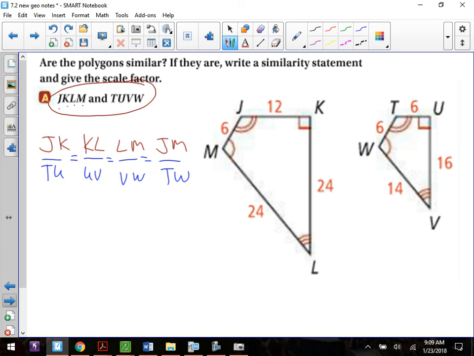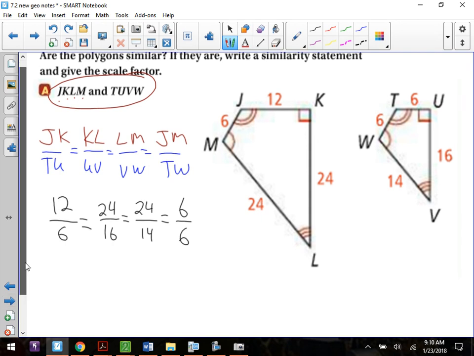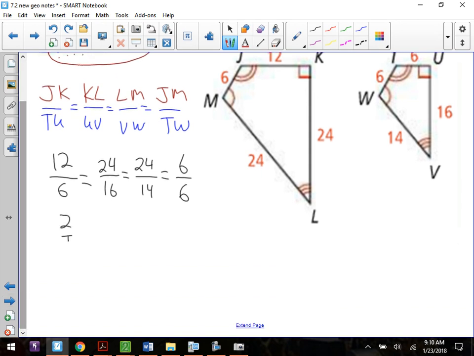Now is when I would go back and start filling in my numbers, and I would start checking to see do they actually all apply to being the same. Let's see, I have 12, 6, 24, 16, 24, 14, and 6, and 6. Like you were saying, as you start looking at it, these fractions don't all equal the same. This is 2 to 1. What is that? 8, so that's 3 over 2.